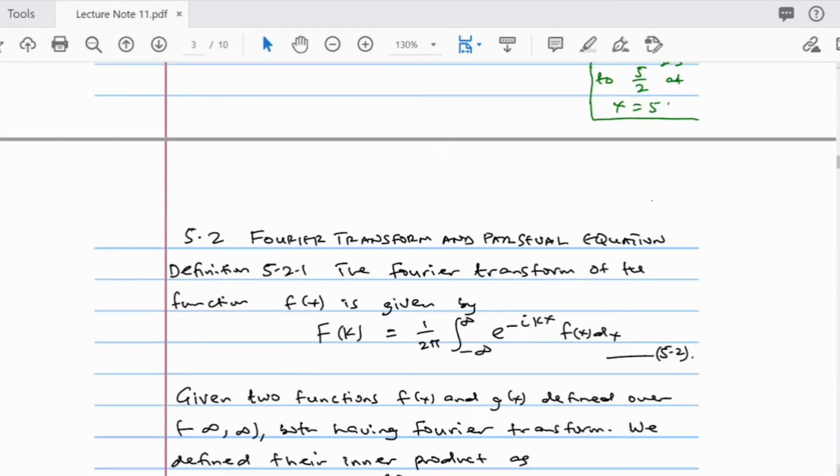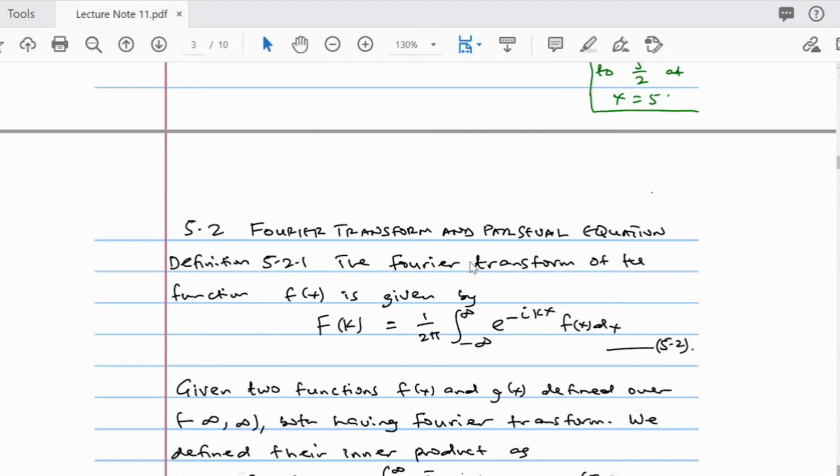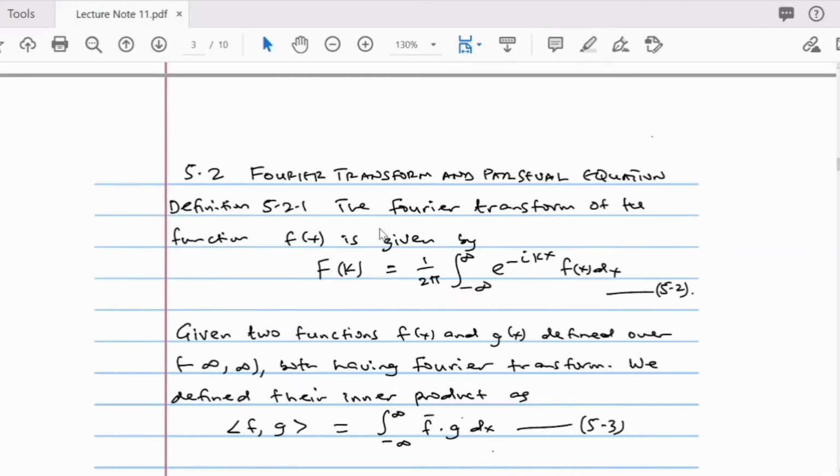So I want to define what I call the Fourier transform. The first thing that I've done is define the Fourier integral of a small f of x. There's a connection between the Fourier integral and the Fourier transform. If you want to compute the Fourier integral of a small f of x, you must first compute the Fourier transform, which is capital F of k. So capital F of k is related to small f of x.